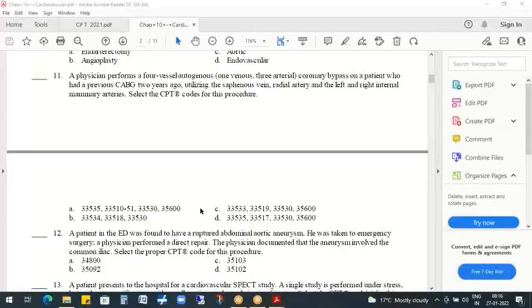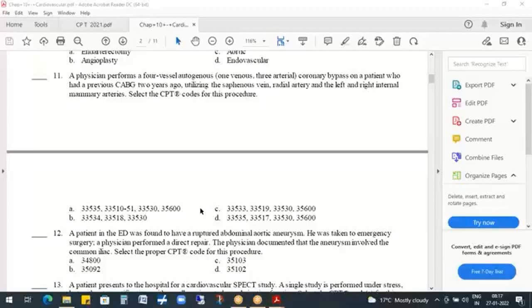35600, 33530, radial artery. That's why they coded that separately. Why? Because it is not a part of the procedure. Why didn't they code the saphenous vein and internal mammary artery? Those are included in the CABG procedure harvesting method.